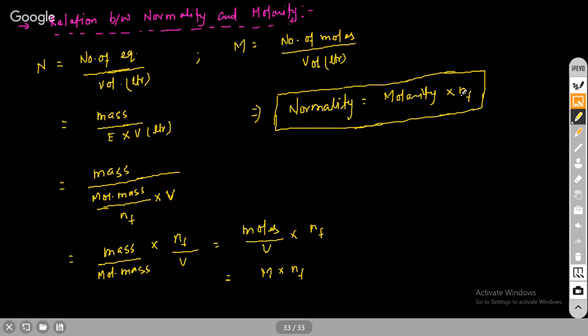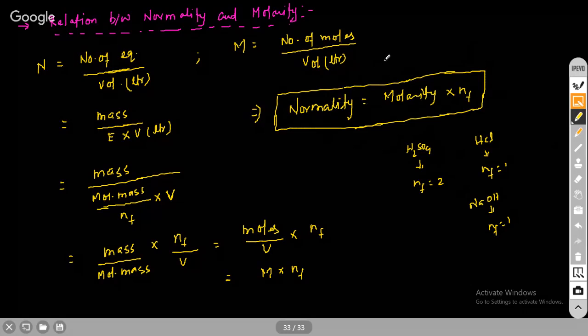Why is this important? You see, n factor is nothing but the valency factor. Suppose you write H2SO4, right? For this, n factor is the number of replaceable H plus ions. N factor will be 2, right? HCl, if you write, n factor will be 1. Like this, NaOH, if you write, n factor will be 1 in non-reacting condition. I'll just give you a few data here. First of all, this relation you should know.